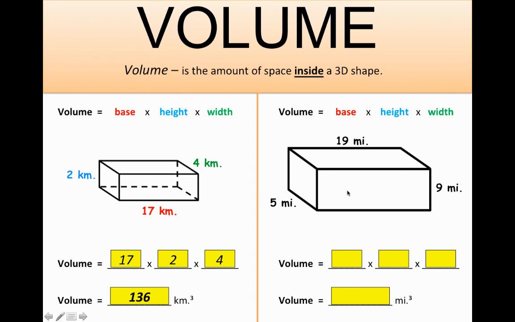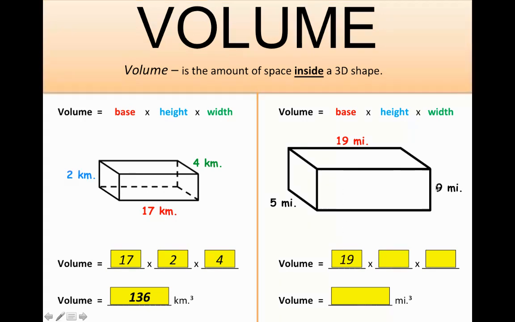Let's take a look at the second example, which is a solid rectangular prism. Again, we're not going to be able to see all the sides, but just like with the cubes, we don't need to see all the sides. We're really worried about just those measurements. The base is the horizontal measurement on the front, and that would be the 19 right there. So the 19 is the base, and we stick it in right there.